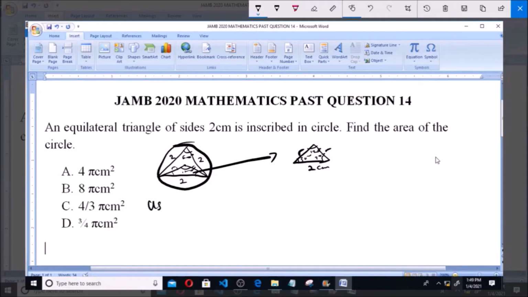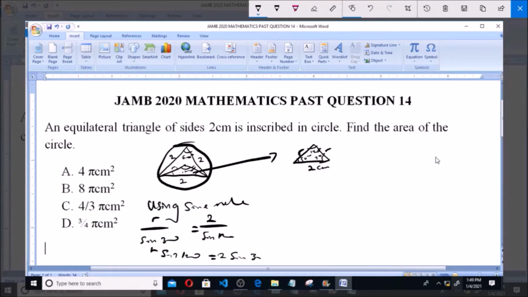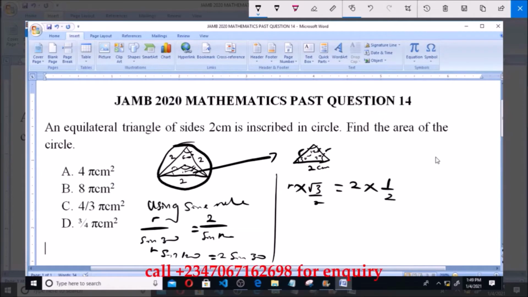Now using the sine rule, we can say that, let's pick any of them, R over sine 30 equals 2 cm over sine 120. When we cross multiply, we have R sine 120 equals 2 sine 30. Now this gives us R multiplied by sine 120, which is root 3 over 2, equals 2 multiplied by sine 30, which is 1 over 2. So 2 will cancel 2, giving us 1. So now we have that R equals 1 over root 3 over 2, and that is equals to 2 over root 3.